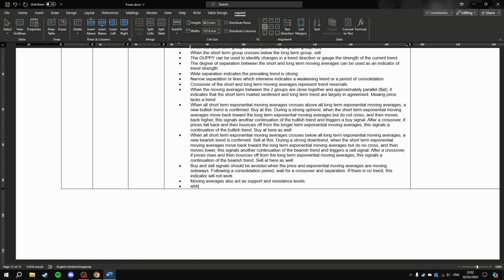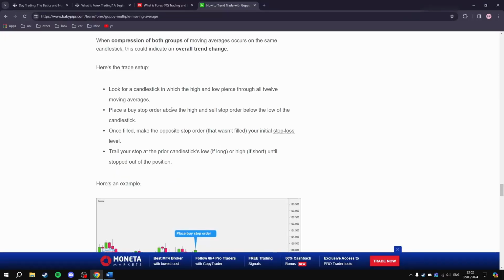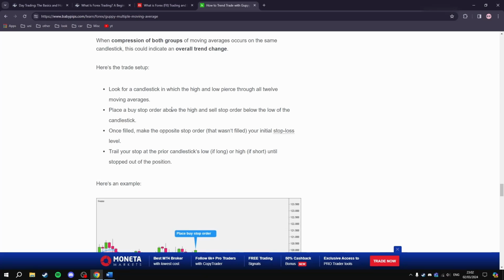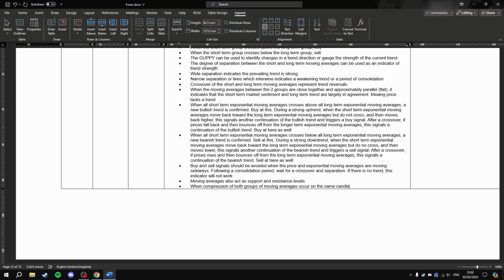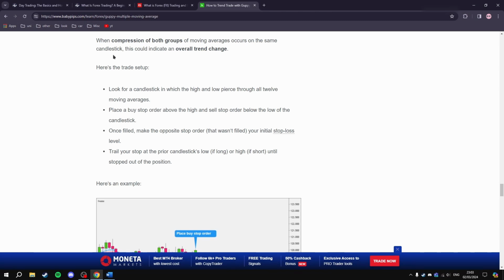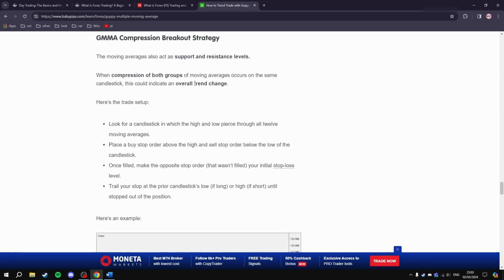So when compression of both groups of moving averages occurs on the same candlestick, this could indicate an overall trend change.